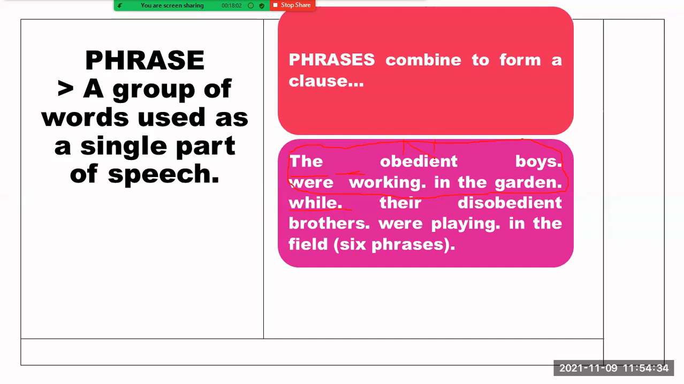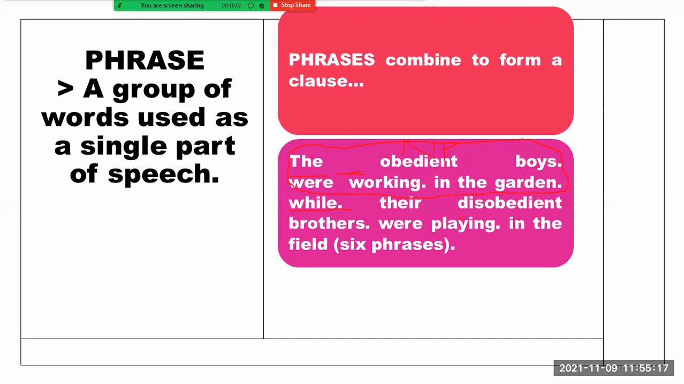All right. I earlier showed you how words combine to form a phrase. The obedient boys. We are walking is the verb phrase. In the garden is the prepositional phrase. So we have 3 phrases combining to form this first clause. The obedient boys were walking in the garden. 3 phrases. One noun phrase, followed by a verb phrase, and then followed by a prepositional phrase. These 3 are combined to form a main clause.